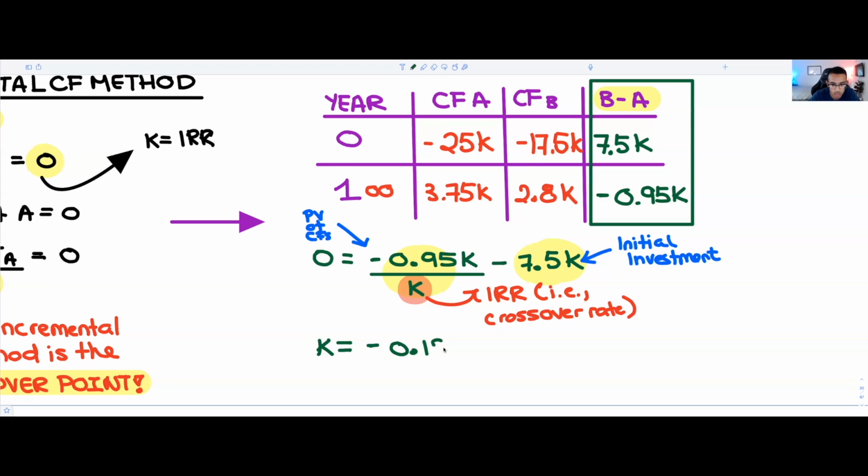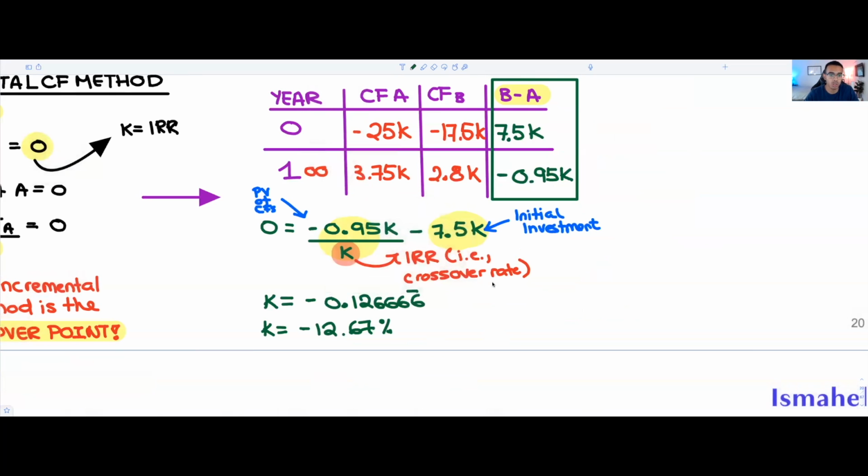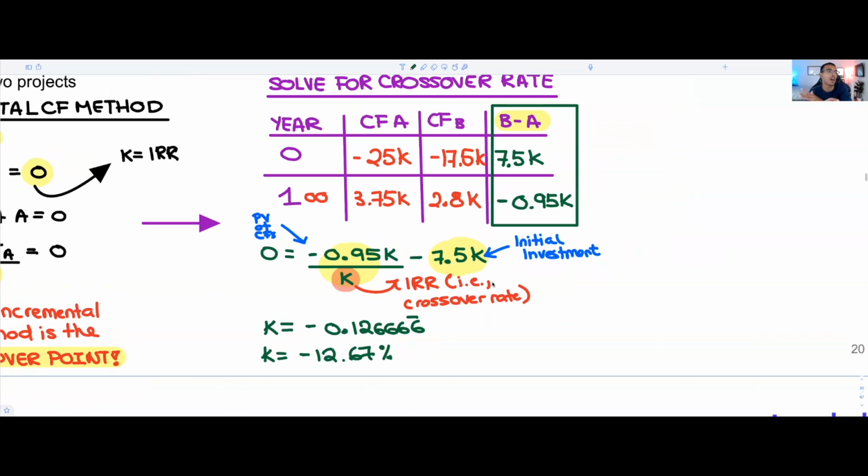So your K is going to be 0.12666 repeating. So in other words, your K will be equal to minus 12.67%. Now, on an exam, I feel like teachers will be nicer to you. They won't give you a value that's actually negative. But in this case, it's simply telling you that the crossover rate, the point at which these projects will yield the same IRR, will be a negative IRR.